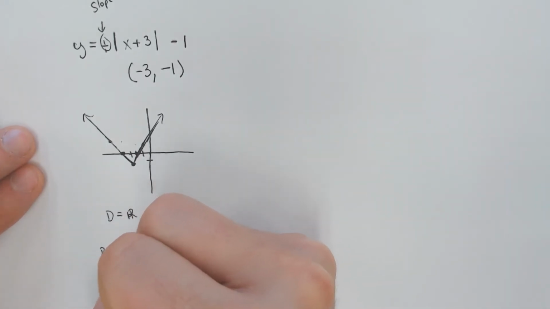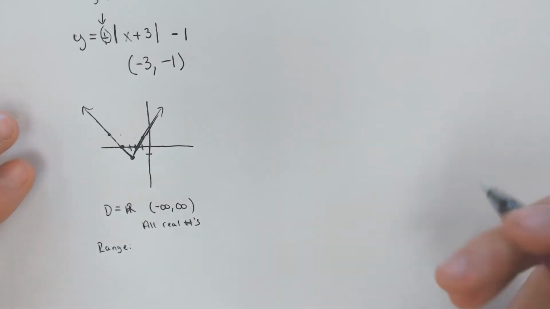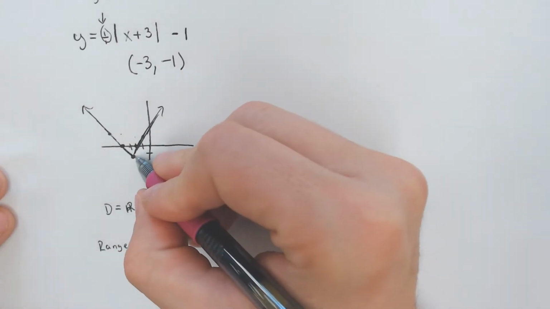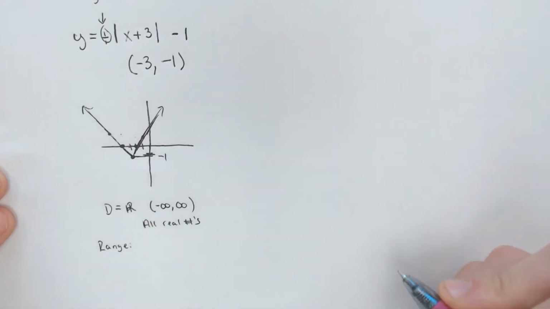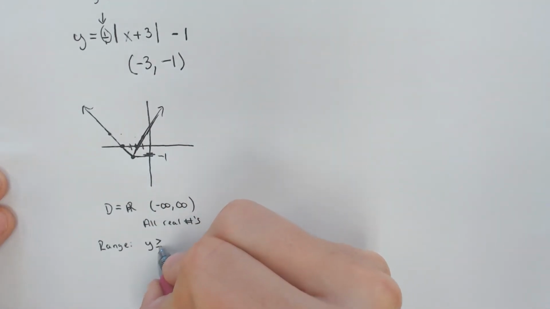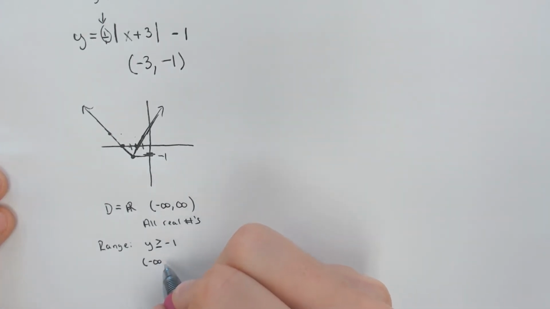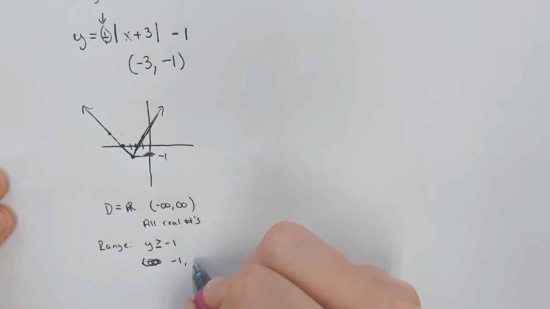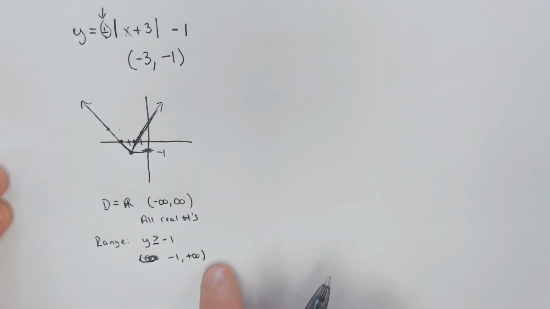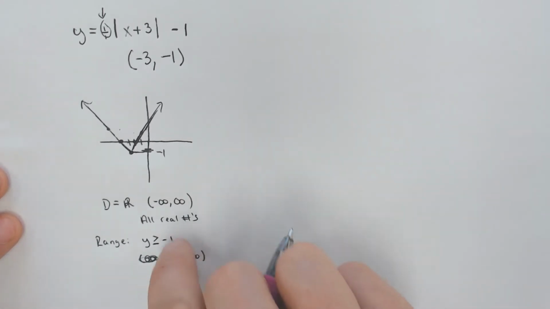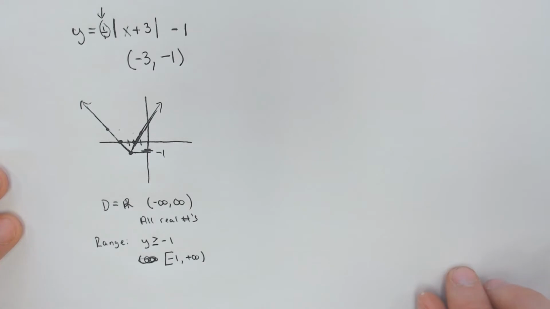The range, however, is a little bit different. It is because the absolute value is a V. It's either going up or down from the vertex, and in this case, it's going up from this point at negative 1. So the range is y is greater than or equal to negative 1, which could be written as negative 1 to positive infinity because it's going up. Not including the infinity means that it's going to be parentheses, but it does include the negative 1, which would be a bracket. So either one of those would be how you would represent the range.